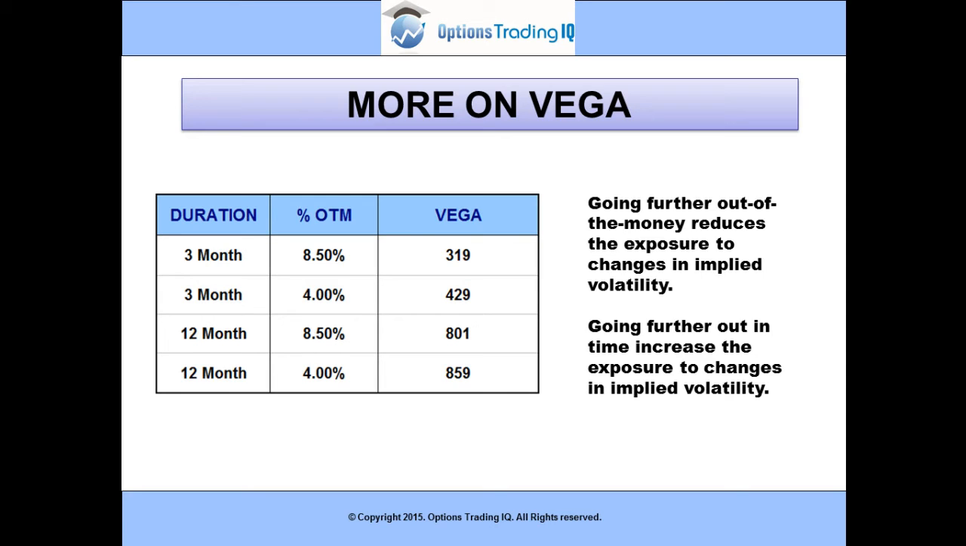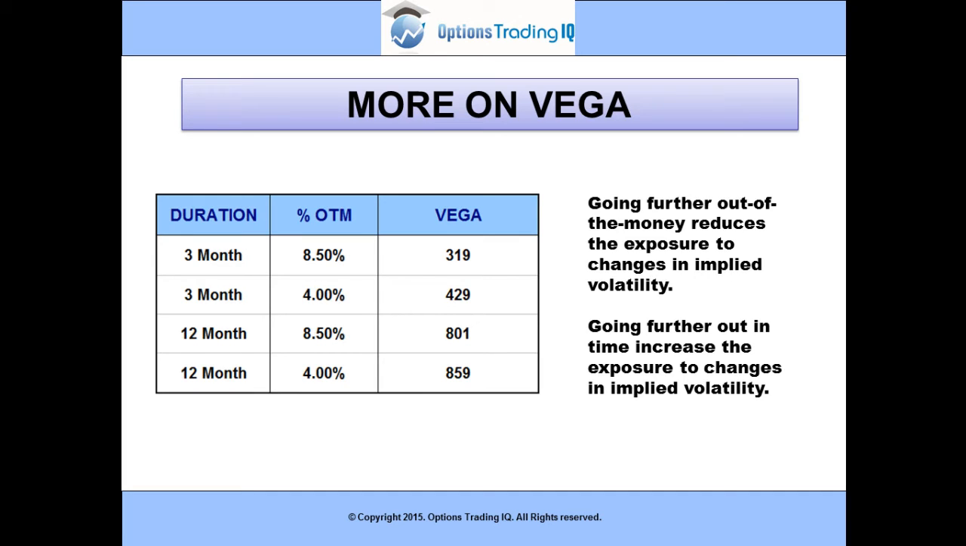So you can see here a couple of examples. We've got two 3-month duration trades. One of them's 8.5% out of the money, so the call strike is 8.5% above the stock price, the put strike is 8.5% below the stock price. You can see for that one the VEGA exposure is 319. If we bring those strikes in to be only 4% away from the money, you can see that the VEGA shoots up to 429.